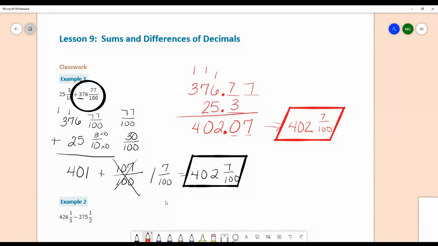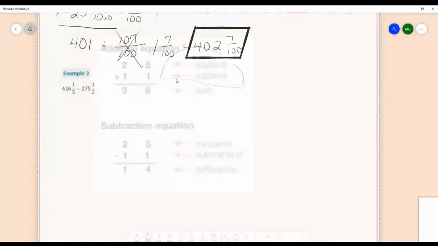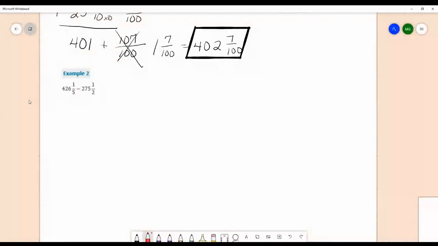Let's go ahead and look at example 2. Now, example 2 is a little bit different in the fact that you don't get to choose which number is going to be the minuend and which one is going to be the subtrahend. You have to write it in the way that they say. So as I go to do this, we can do 426 and 1/5. That has to be the minuend.